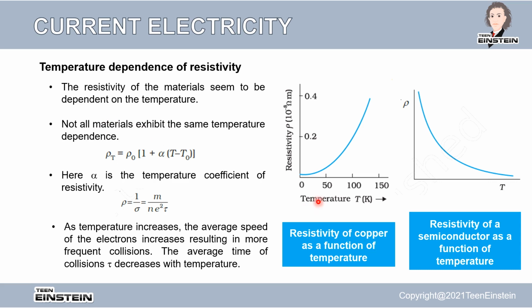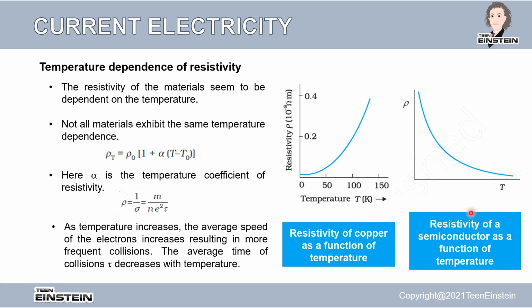For example, this is a graph of temperature versus resistivity for copper. See, it increases as the temperature increases. And this is the semiconductor, where it decreases as the temperature increases. There are reasons why these materials behave this way. Why does the resistivity of metals increase with temperature? Because when you heat up the metal, the atoms gain a lot of energy and start vibrating more. When the atoms vibrate more, the electrons make more collisions, so the resistivity increases with temperature.